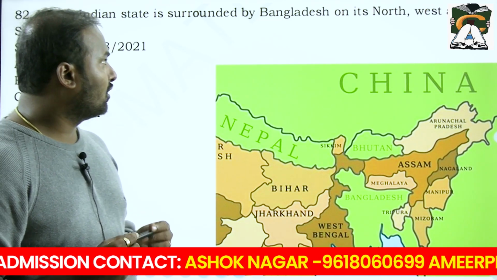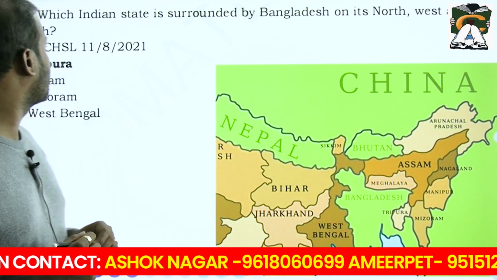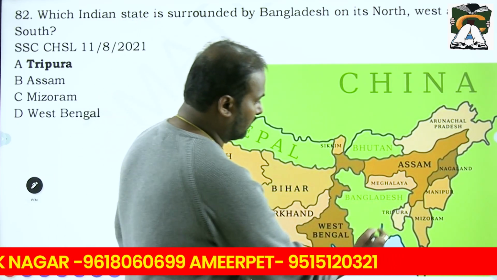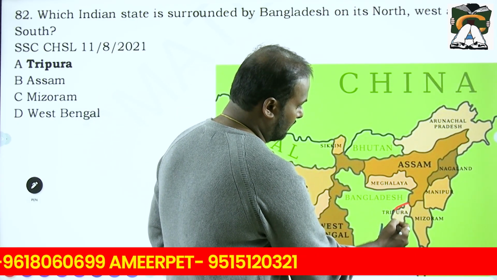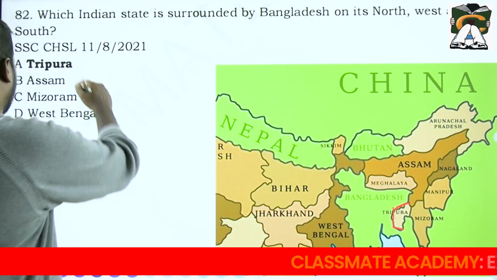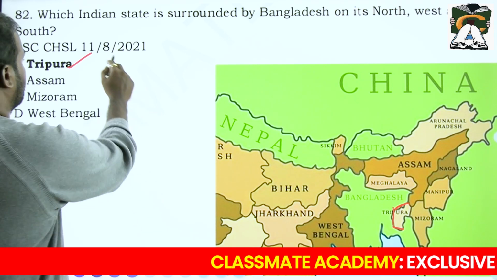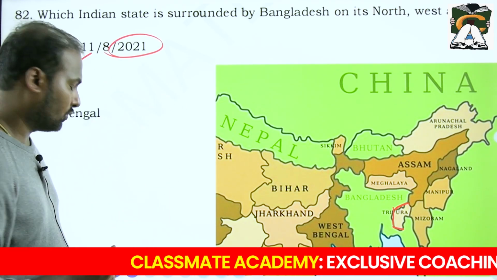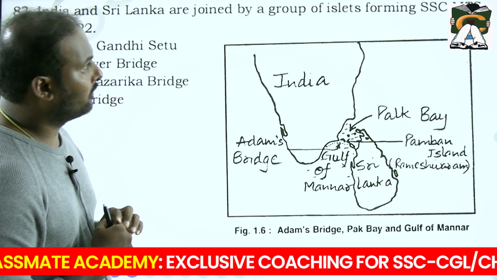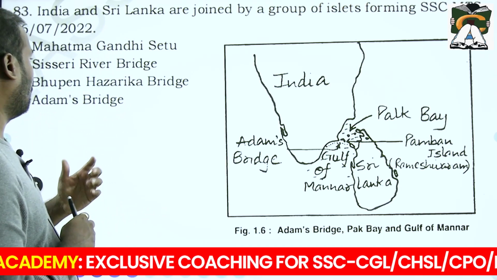Which Indian state is surrounded by Bangladesh in the north, west and south? Already I said tri means three. On three sides, north, west and south, it is covered by Bangladesh. Answer is Tripura. That was asked in CHSL 2021, a very recent question.